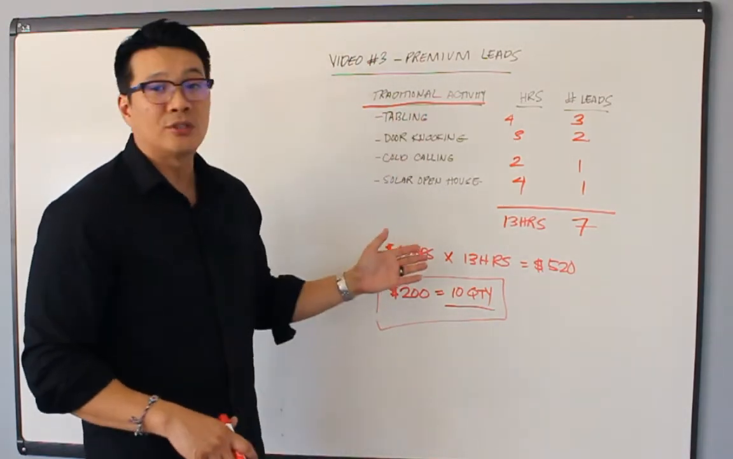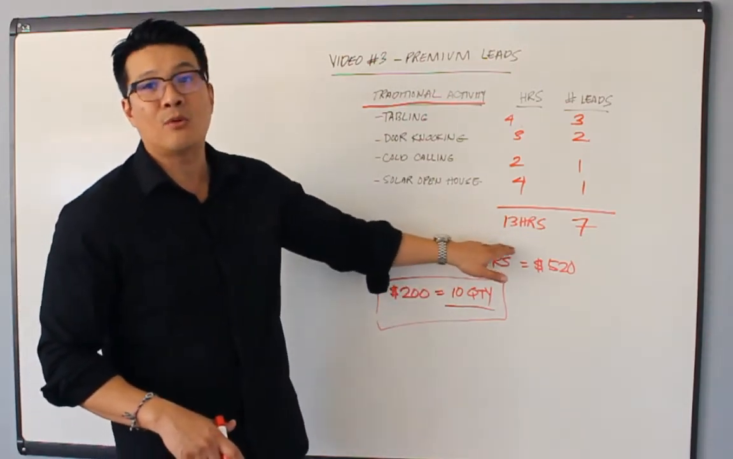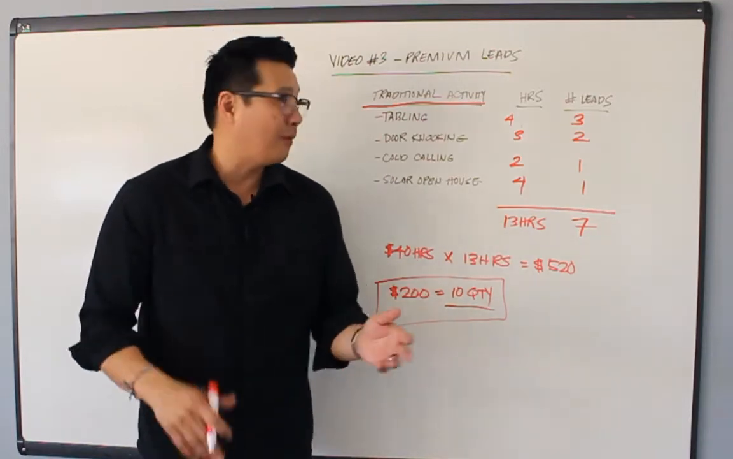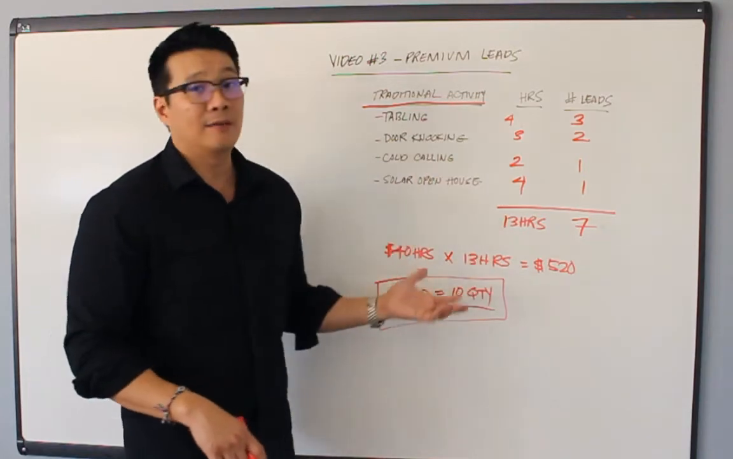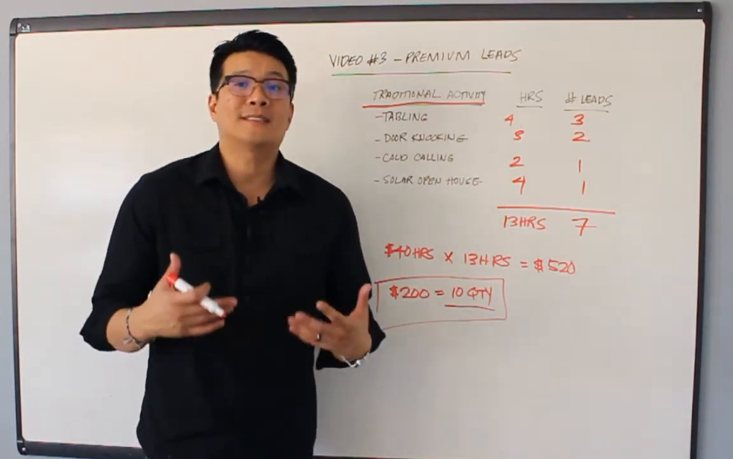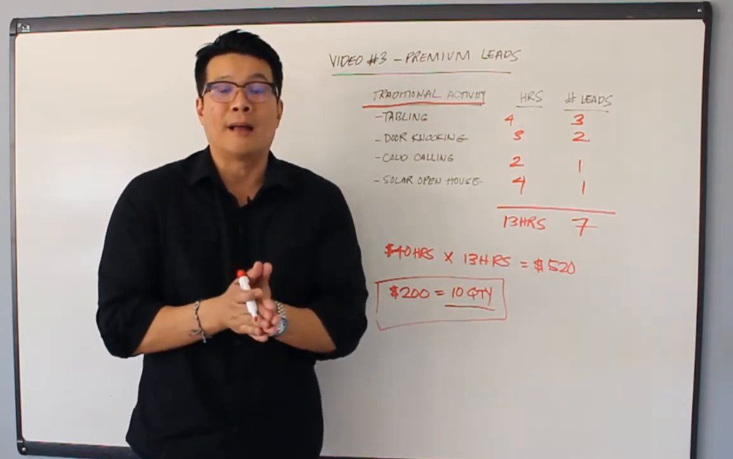Instead of doing these old traditional activities, buying premium solar leads, now you have 13 more hours, right? 13 more hours in your week. Maybe you're doing this twice a week. If you're doing these activities twice a week, you're looking at close to 26 hours. 26 hours you're going to be able to get back to sell more jobs, right?